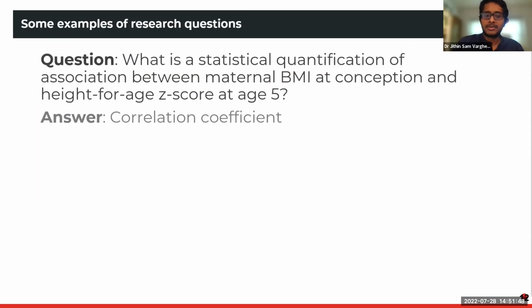Let's think of some research questions. So first, what is a statistical quantity that estimates the association between maternal BMI at conception and height for age z-score at age 5? And the answer, most of us know, is called the correlation coefficient.